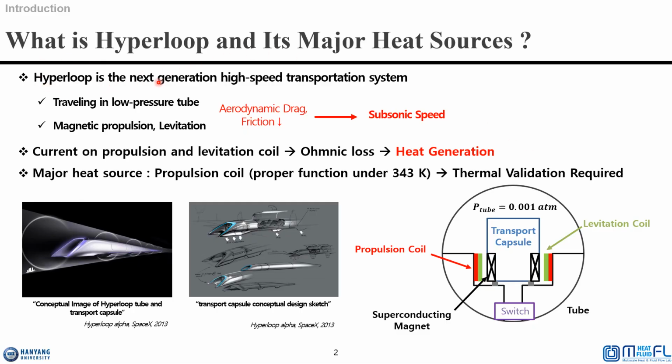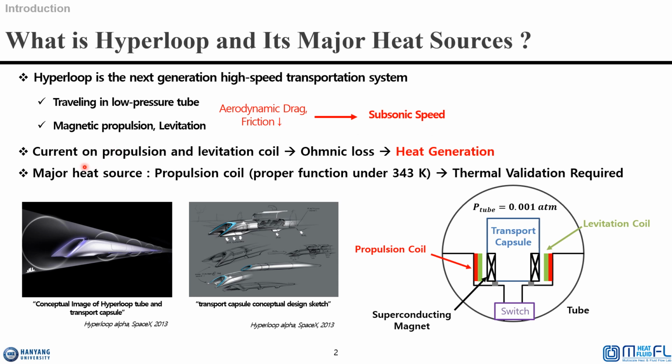Hyperloop is the future of high-speed transportation. It utilizes electromagnetic pulses to levitate and propel a transport capsule within low-pressure tubes, reducing air resistance and friction. This enables the capsule to accelerate to subsonic speed.